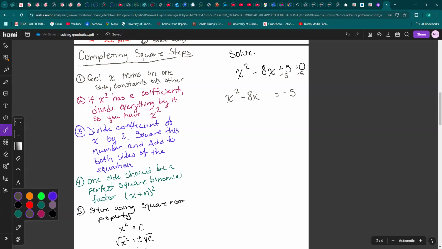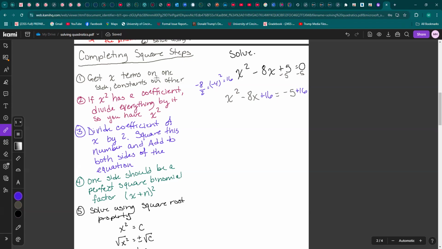And then I am going to take that middle term, which is my negative 8. I'm going to divide it by 2, which equals negative 4. And I'm going to square that, which gets me to the 16. Negative 4 times negative 4 is 16. So I'm going to be adding 16 to both sides. All right, so this gives me x squared minus 8x plus 16. 16 is a perfect square. It's the square of 4. Half of 8 is 4.